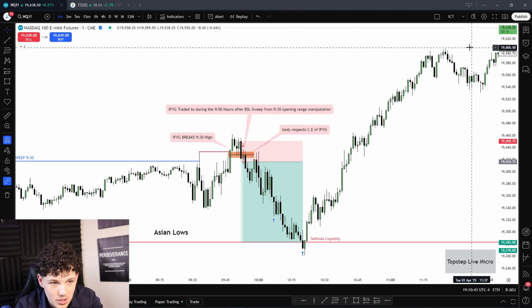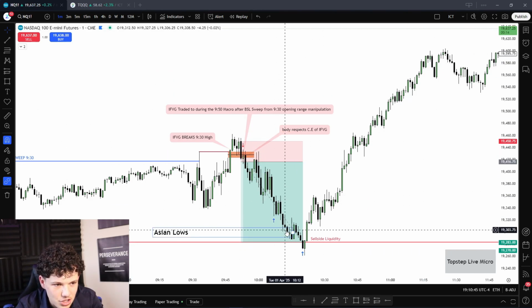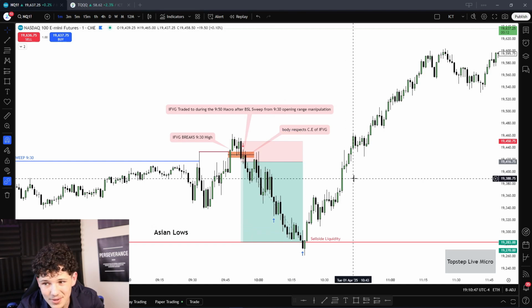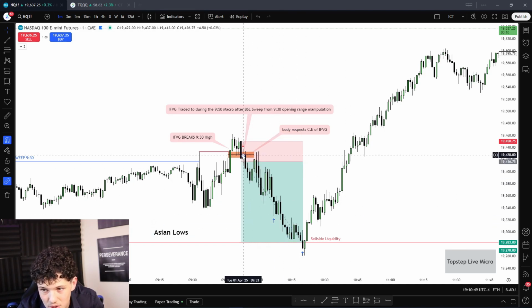Now, the distribution of the day was this, but this is the distribution of the AM, or I wouldn't say AM session, but this is the distribution of the 9:30 to 10:10 macro session. I call that a session in its own because it creates its own setups regardless of the bias.